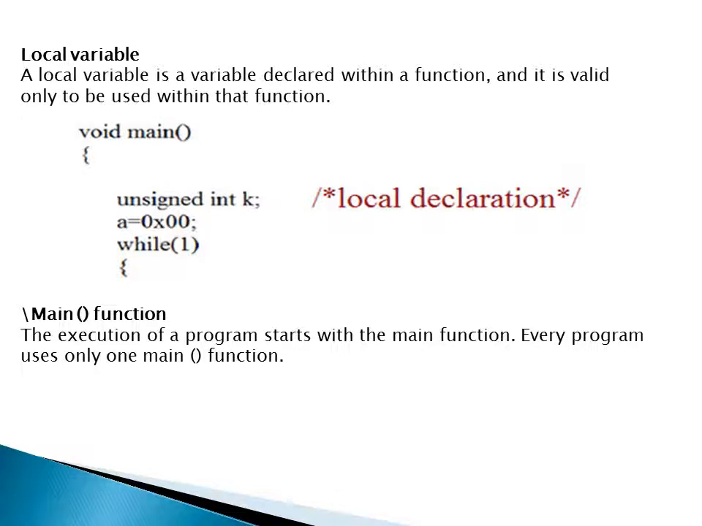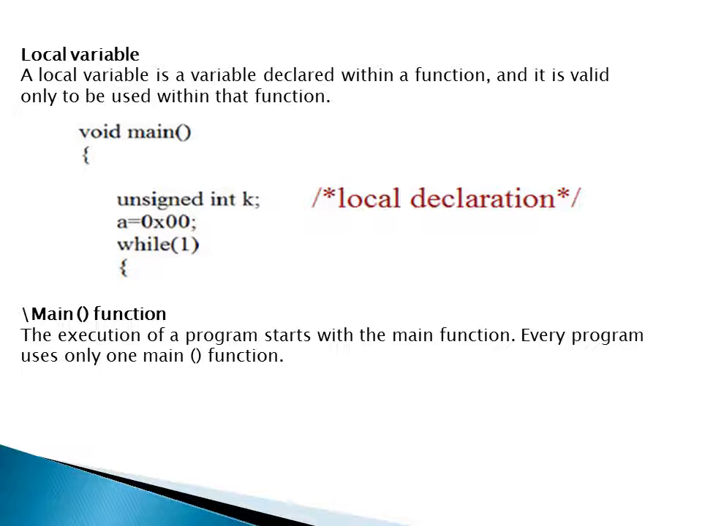Next we will see local variable. A local variable is a variable declared within a function, and it is valid only to be used within that function. For example, we will see here void main, curly bracket start, unsigned int k, A is equal to 0x00, while(1), then curly bracket. So this part is a local declaration.